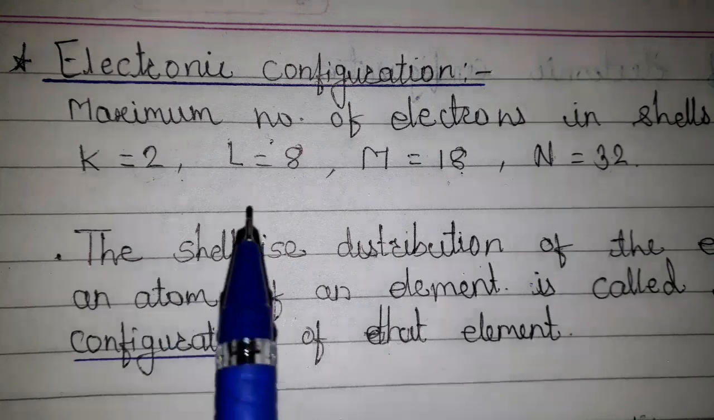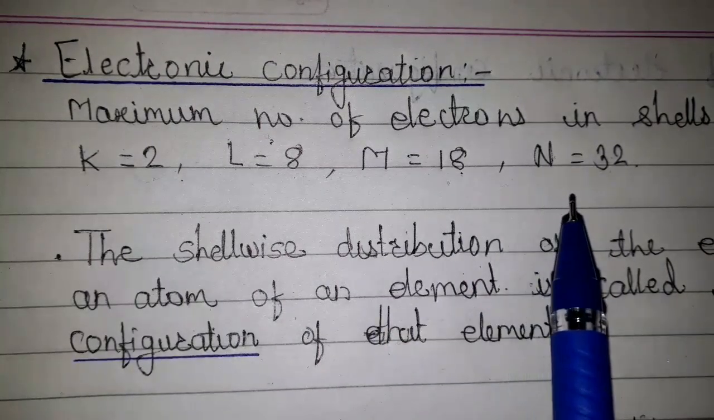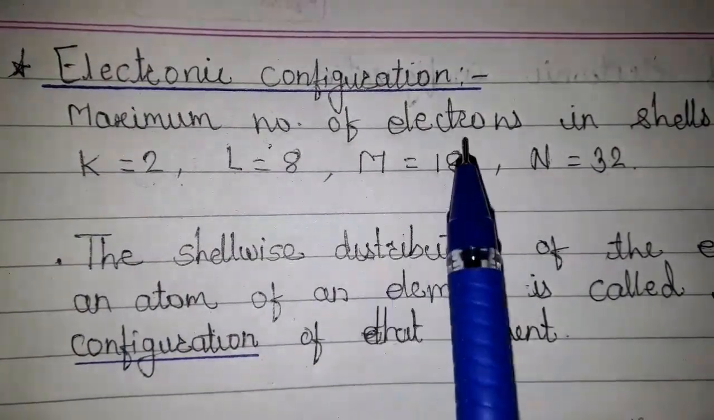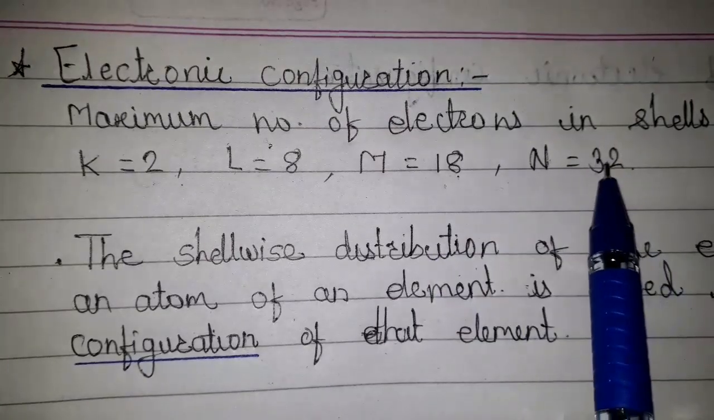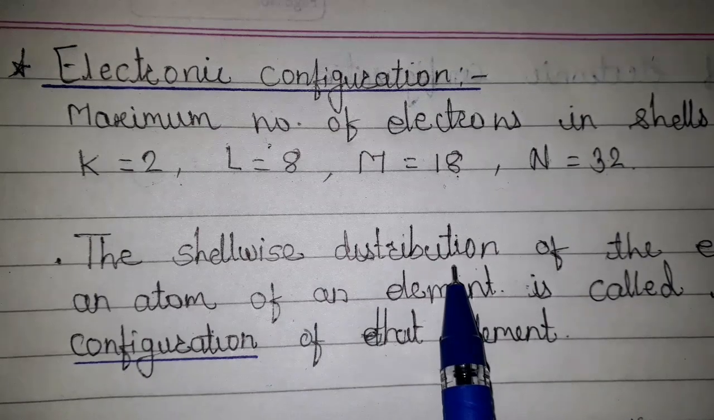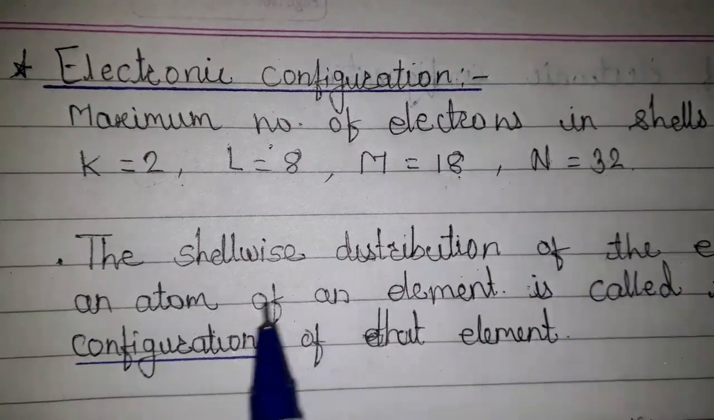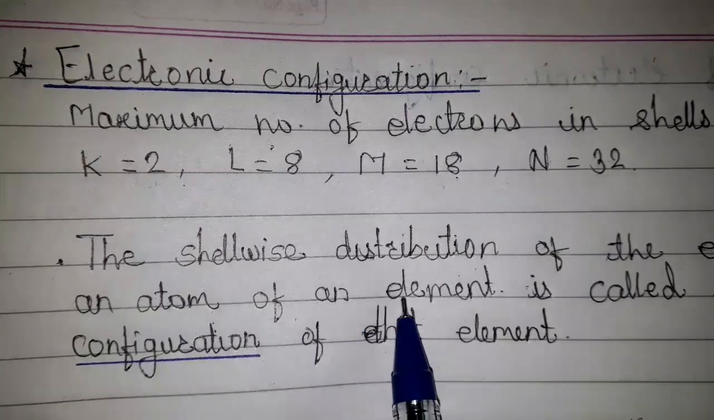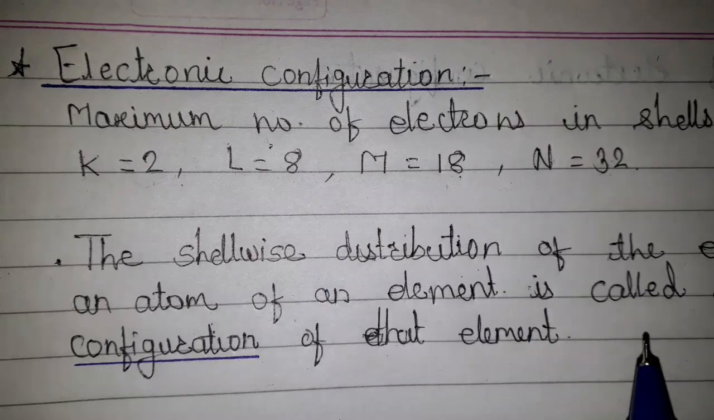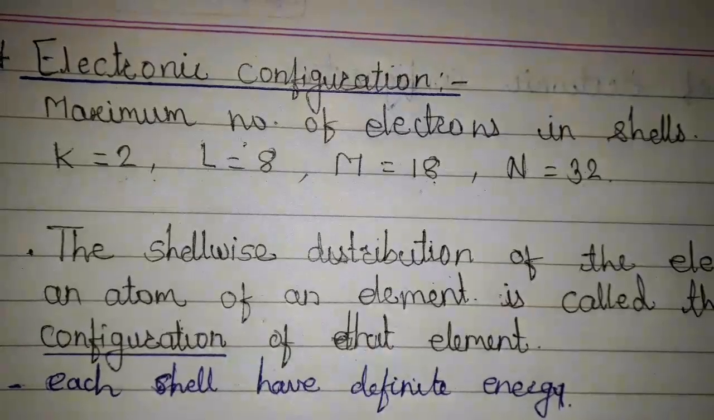So let's recall. The maximum number of electrons present in the shells are: K has 2, L 8, M 18 and N 32. The electrons in an atom are distributed in the shells according to their maximum capacity. So, the shell-wise distribution of the electrons in an atom of an element is called the electronic configuration of that element. Okay? In the atom, each shell has definite energy.